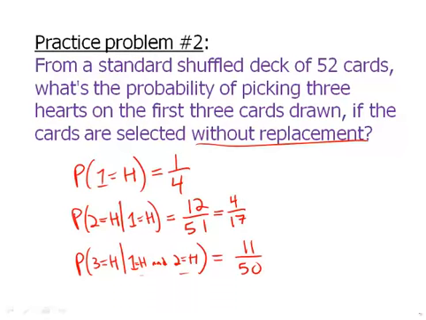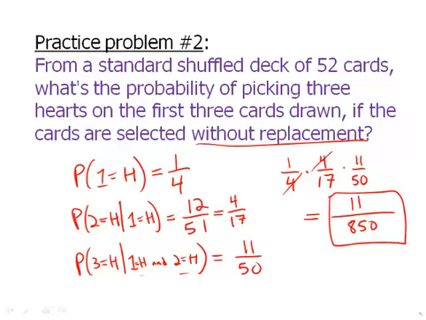Now I'm just going to multiply these 3: the original probability times the conditional probabilities. 4 over 17 times 11 over 50. Again, the worst thing in the world you can do is just multiply straight across before canceling. We can cancel the 4s right away. Things get much easier. In the numerator, we just have 1 times 1 times 11. In the denominator, we get 17 times 50. Well, 17 times 5 is 85, so 17 times 50 is 850. This is the probability of picking 3 cards and having all 3 of them be hearts.